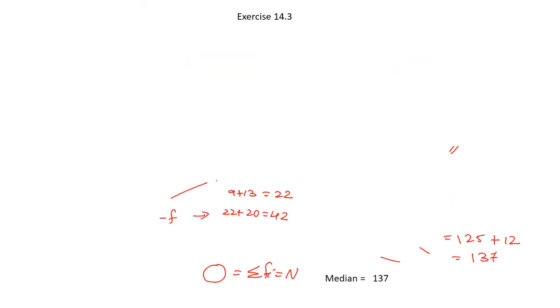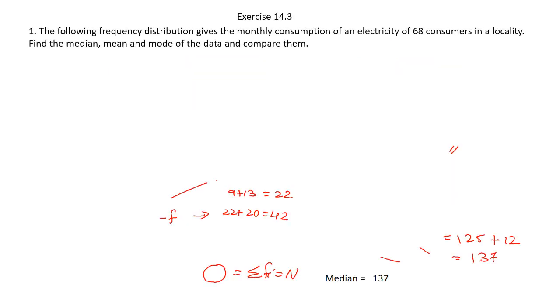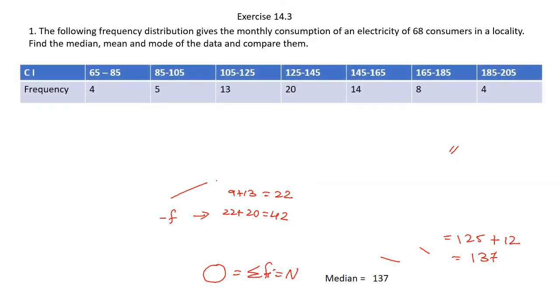Let's solve some of exercise 14.3. The following frequency distribution gives the monthly consumption of electricity of 68 consumers in a locality. You have to find all three measures of central tendency and compare them. Let's take the first example. Here we have 65 to 85, which are the monthly units given. Frequency is given. Let's focus first on the median.